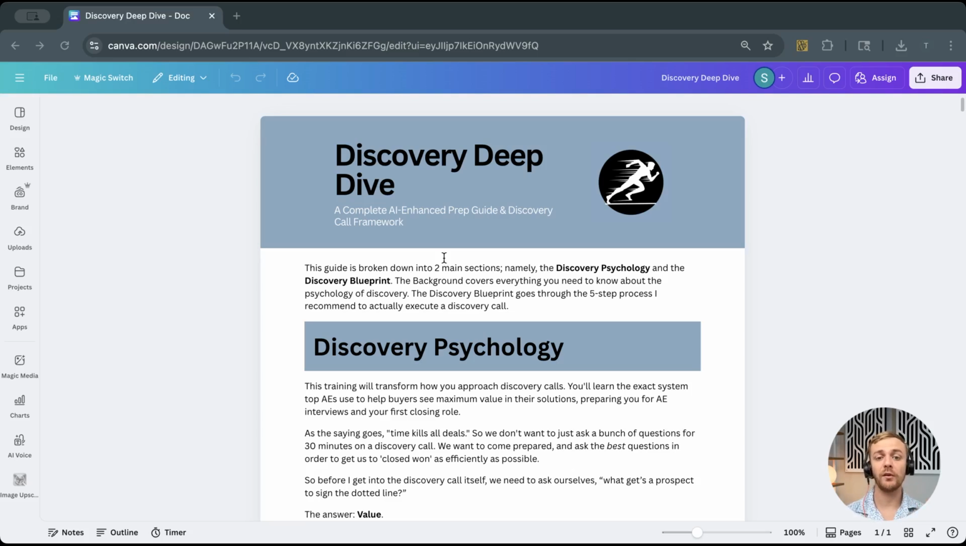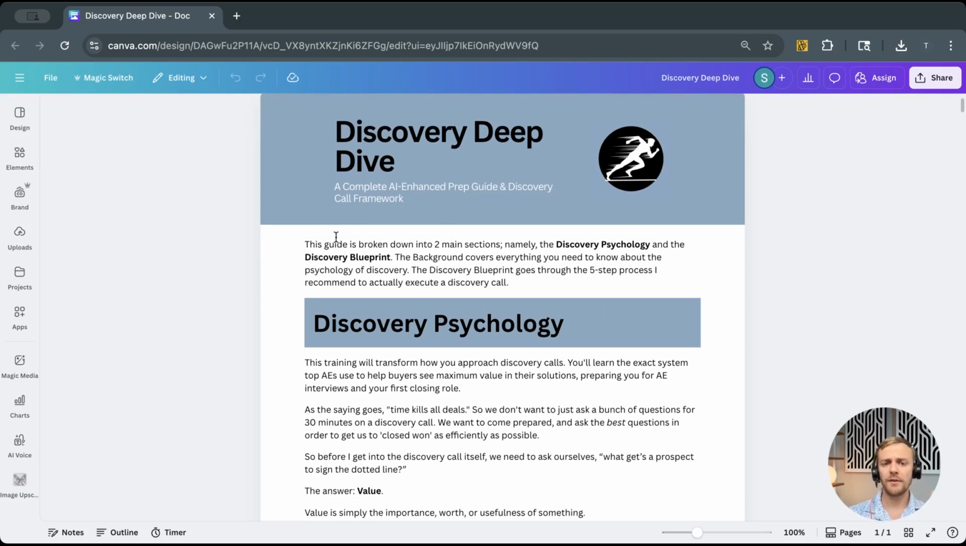And by the end, you'll know exactly how to structure your calls so that prospects see your product as the obvious solution, whether you're prepping for AE interviews or even running real deals. And so the Discovery Deep Dive walks you through the psychology behind why prospects buy, the 5-step blueprint, preparation, opening a call, the value gap sequence, next steps, and follow-up steps. And lastly, how to leverage AI tools to make this 5-step discovery blueprint faster and sharper. All right, let's dig in.